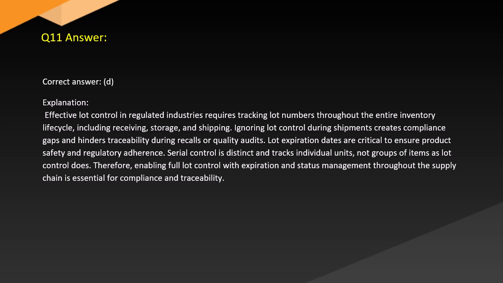Answer. Correct answer. D. Explanation. Effective lot control in regulated industries requires tracking lot numbers throughout the entire inventory lifecycle, including receiving, storage, and shipping. Ignoring lot control during shipments creates compliance gaps and hinders traceability during recalls or quality audits. Lot expiration dates are critical to ensure product safety and regulatory adherence. Serial control is distinct and tracks individual units, not groups of items, as lot control does. Therefore, enabling full lot control with expiration and status management throughout the supply chain is essential for compliance and traceability.